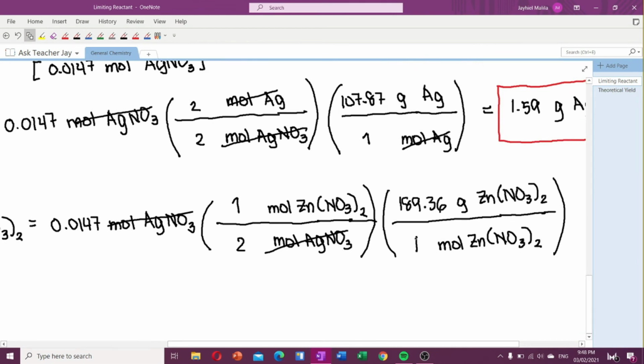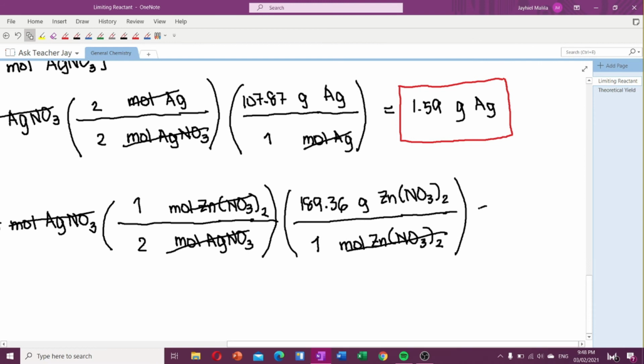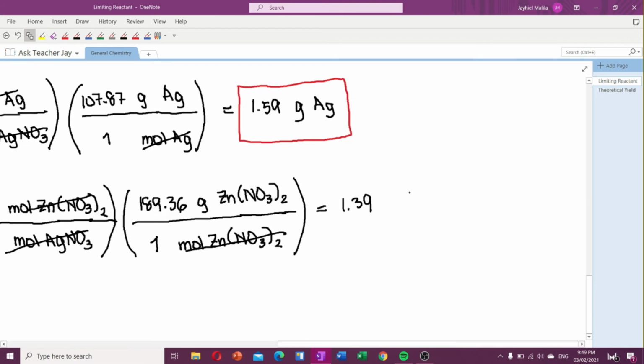189.36, and then 1 mole. Kindly pause the video so that you can solve by yourself. My answer for this one will be 1.39. I still use 3 significant figures. So remember that one.